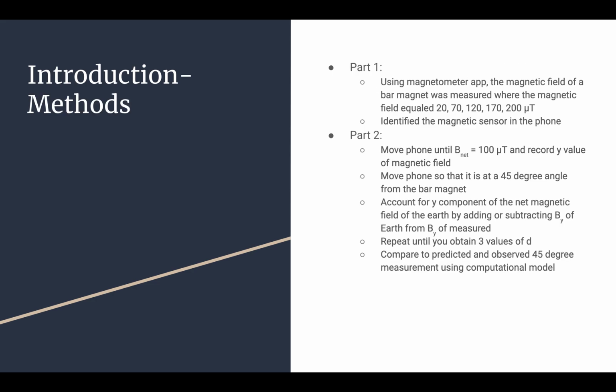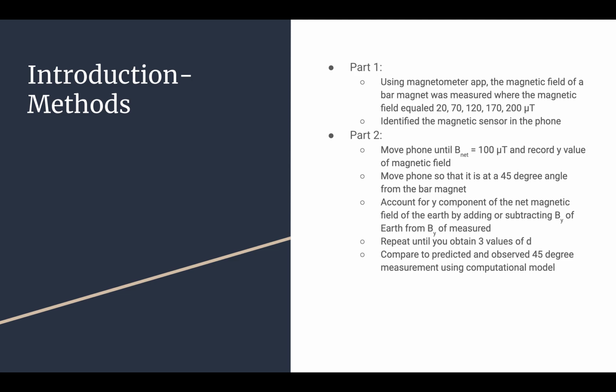So the methods for this lab, in part 1, we used the app to see the magnetic field of a bar magnet and measured it where the magnetic field equaled 20, 70, 120, 170, and 200 microteslas. We identified the magnetic sensor in the phone, and then in part 2, we moved the phone until the net magnetic field equaled 100 microteslas and recorded the Y value of the field.